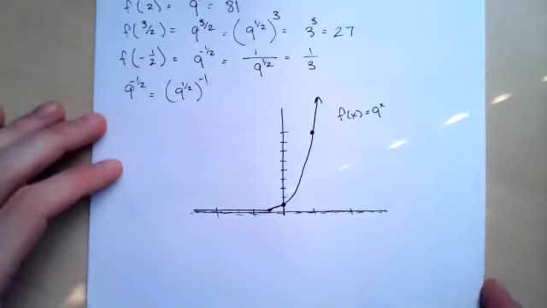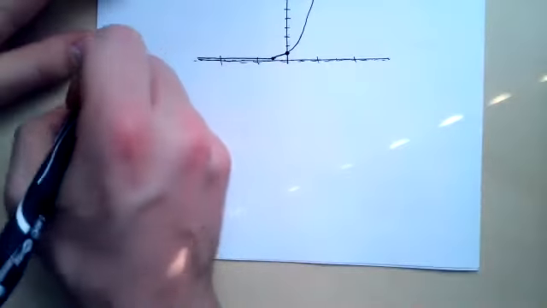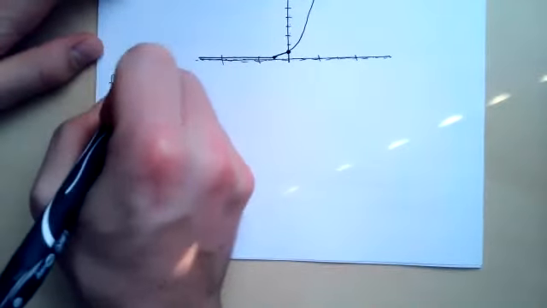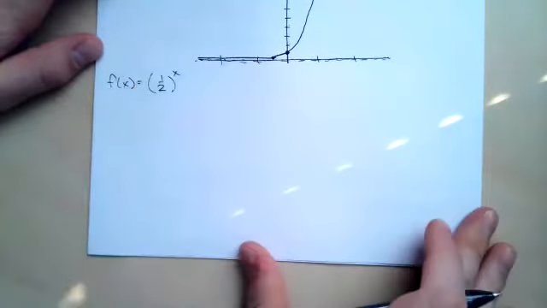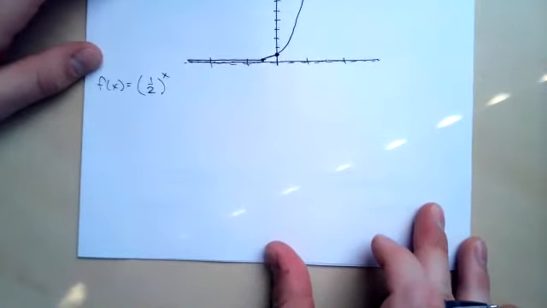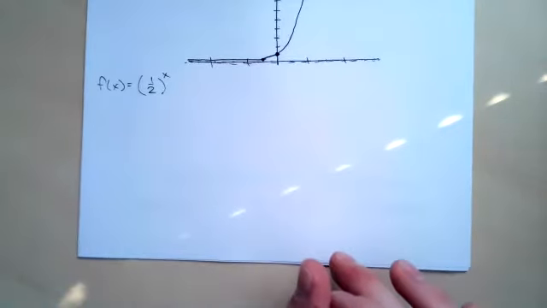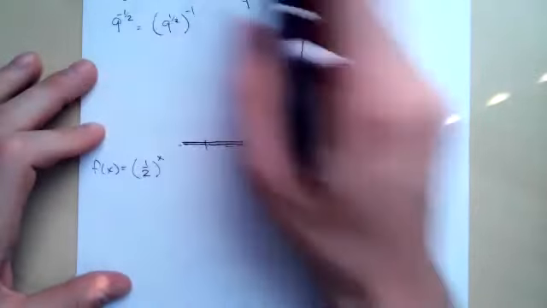Let's do one more, and let's do one with a fractional base. So let's say we have f of x is 1/2 to the x. So we mentioned if the base is bigger than 1, it's increasing.